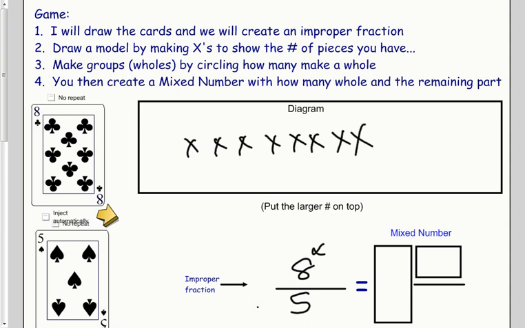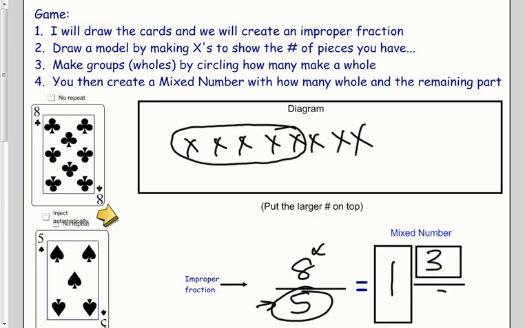The bottom number tells us how many pieces makes one pie. So I'm going to put 5 pieces in a circle. 1, 2, 3, 4, 5. So here's one whole pie, and then you can see we have some pieces left over. So one whole pie with 3 pieces of pie left over, and our denominator stays the same. So 8/5 is the same as 1 and 3/5.